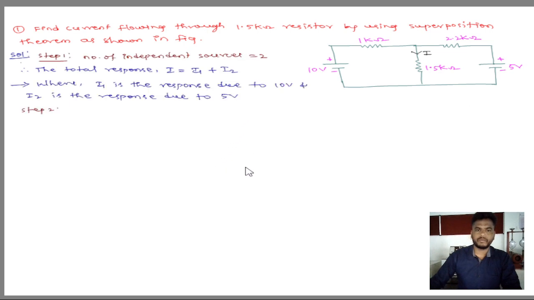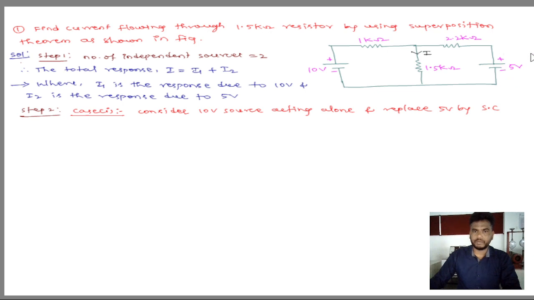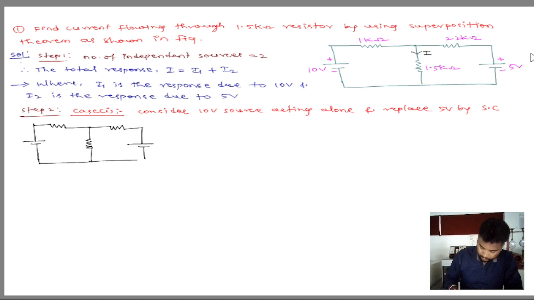Draw the circuit according to this case 1 statement. Consider only 10 volts, replace 5 volts by short circuit. Draw the circuit as it is: the 10 volts source, and the 5 volts is replaced by a short circuit, a direct line. And this is 10 volts, 1 kilo ohm, 1.5 kilo ohm, and 2.2 kilo ohms. Now the response in the 1.5 kilo ohm is I1.